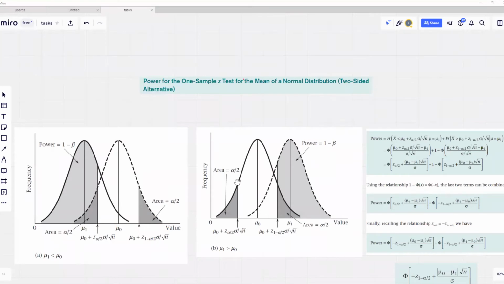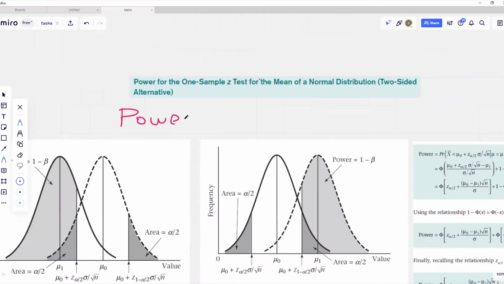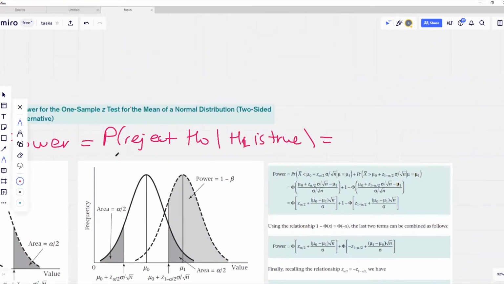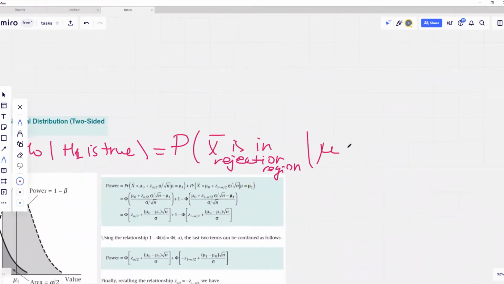Now let's show how to calculate power for a two-sided Z test. Power is equal to the probability that we reject the null hypothesis when in fact the alternative hypothesis is true. We reject the null hypothesis for a two-sided Z test when our X bar is in the rejection region. So, X bar, given that the alternative hypothesis is true, meaning that the population mean is equal to some value mu one.